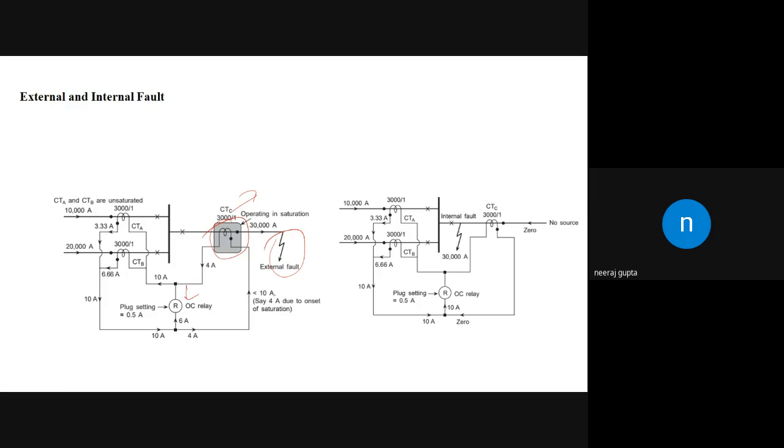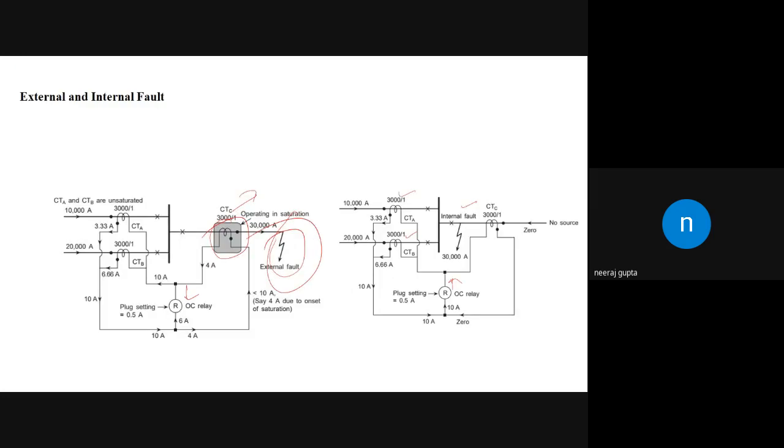So that is the maloperation of this kind of relay sometimes. If we do the analysis for the external and internal fault, in case of the internal fault, since there is a difference in the currents on the two sides, the current will definitely flow through the spill path. So for the internal fault, it's okay, but for the through fault, the external fault, sometimes this kind of relay will maloperate.